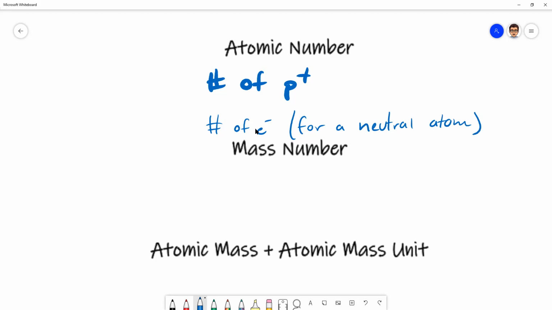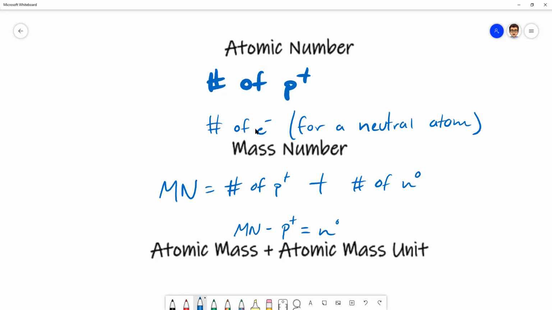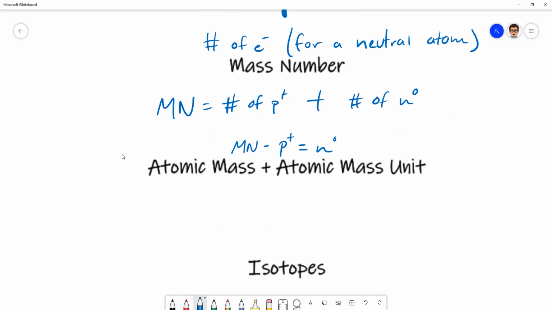Now, let's talk mass number. Okay, what do we remember about mass number? Mass number is equal to that number of protons plus your number of neutrons. So if you're given mass number, you can find number of neutrons. How would you do that? You'd use this formula right here. Mass number minus that number of protons equals how many neutrons you're dealing with. Okay, make sure you write these things down. You're following along. This makes sense. Reach out if it doesn't. Okay, that should all be reviewed.